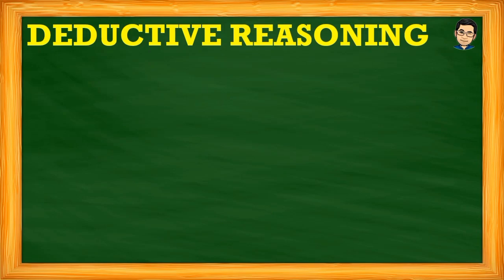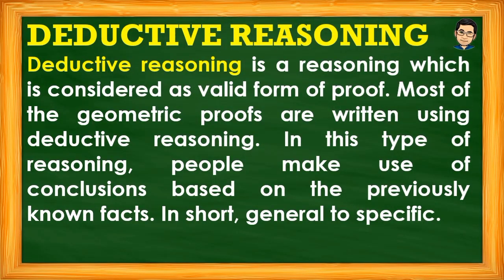So, let us have deductive reasoning. So, yung deductive reasoning po, kadalasan po siyang ginagamit as valid form of proof. Okay, and then sa geometry, so ginagamit po yung deductive reasoning sa pag-prove ng mga statements, ng mga figures. So, kung ano man ang mga pino-prove sa geometry, yun po yung kadalasan ginagamit natin, deductive reasoning. So, dito kasi, nag-i-start tayo through general and then to specific. Okay, and then we use previously known facts.